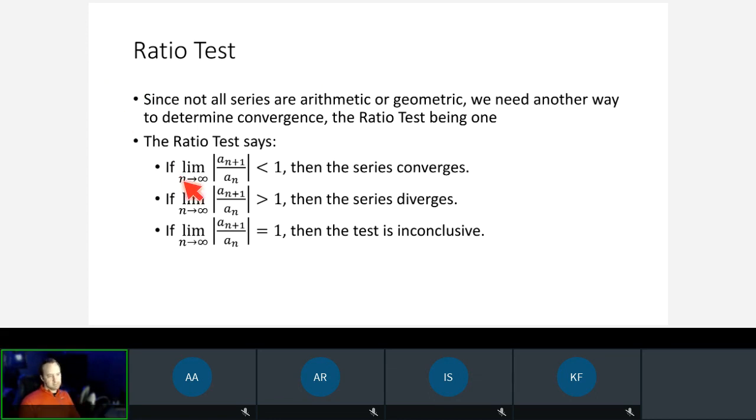So we're going to do a limit test. The limit is the absolute value of a sub n plus 1 divided by a sub n. If it's less than 1, then the series is convergent. If it is greater than 1, it is divergent. If it equals 1, then it is inconclusive. We don't know what it does based on this test.